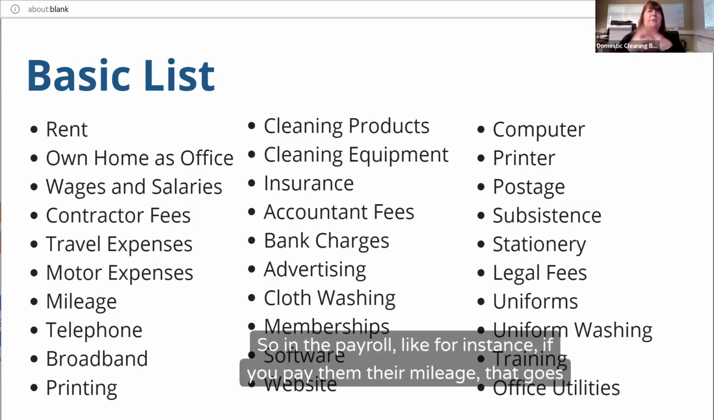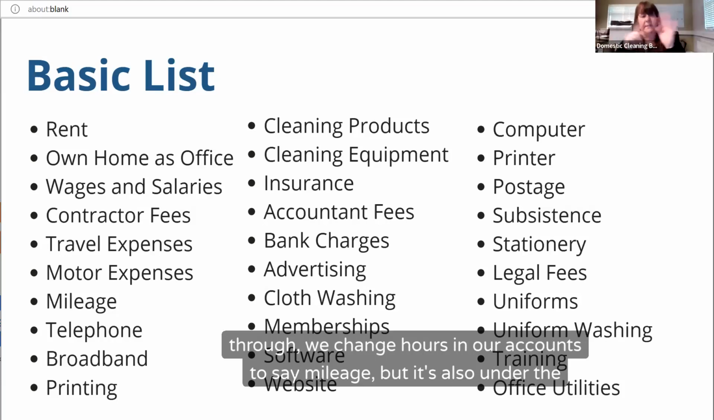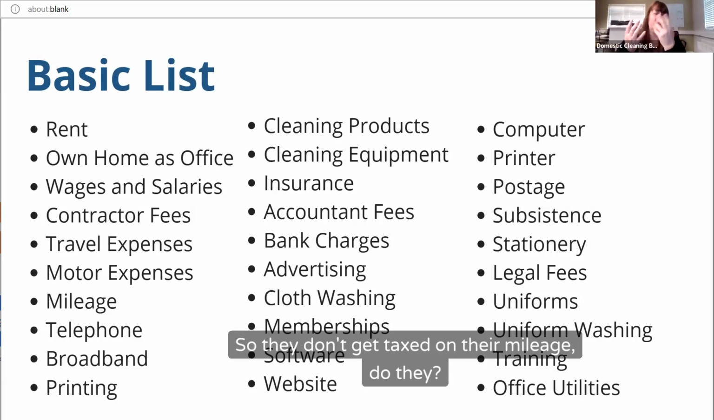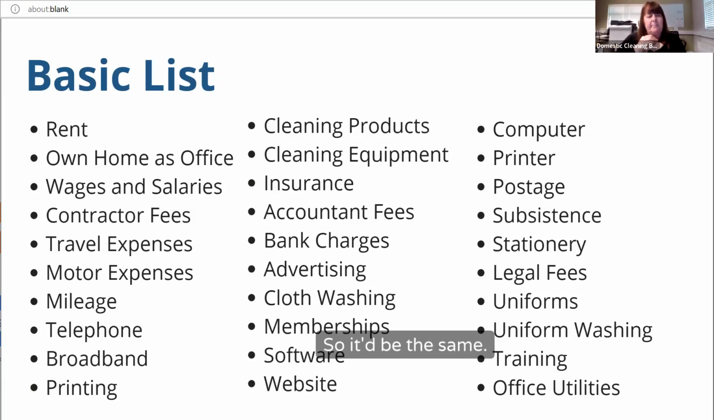So in the payroll, for instance, if you pay them their mileage, that goes through. We change hours in our accounts to say mileage, but it's also under the category of a tax-free expense. So they don't get taxed on their mileage, do they? So it'd be the same. That's like vouchers go in that bit, do they?